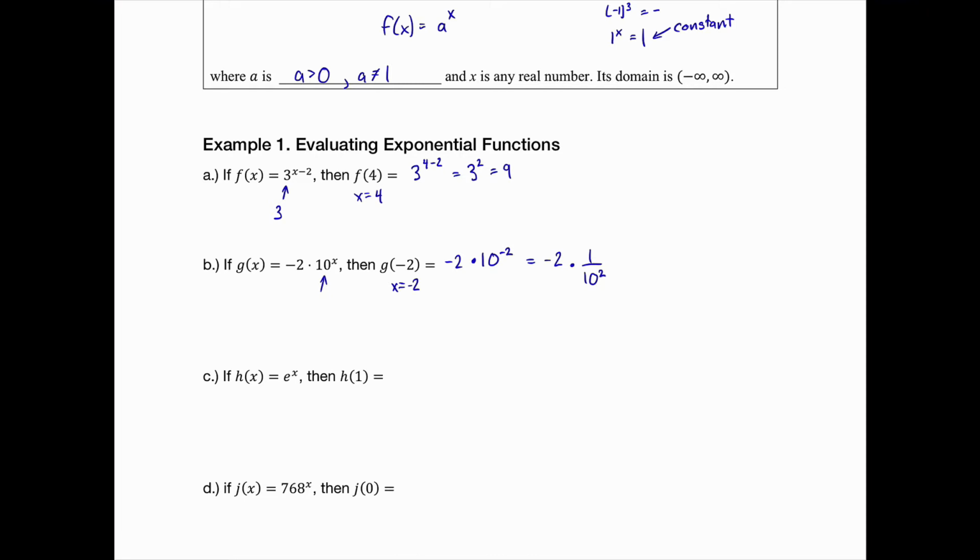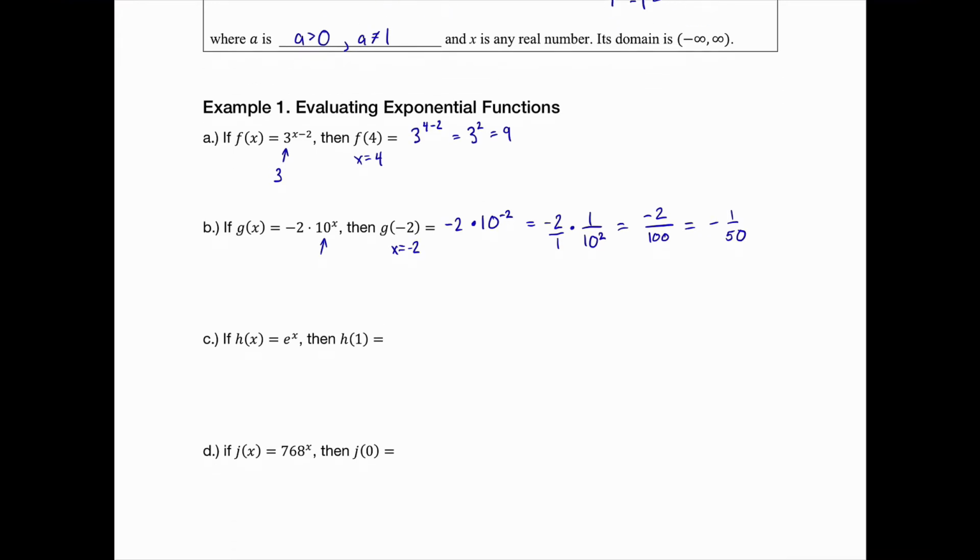And then we can just simplify this a little bit further. Because we're multiplying, we just multiply across the top, which gives us a -2. And across the bottom, or across the denominators, which gives us 100. And here we have just -10 over 100, or you could simplify that down to -1/50.